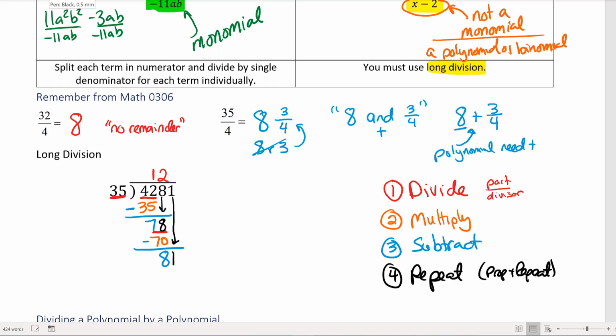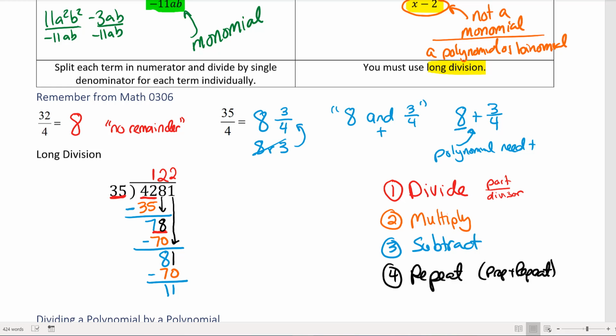81. And go back and repeat step 1 in red, divide. 81 divided by 35, so the 81 down here divided by the whole 35 is 2. 2 times 35 is 70. That was step 2. I should have done that in orange. 2 times 35 is 70. Step 3 says to subtract, and that gets us 11. Now there's nothing else to drop and repeat.